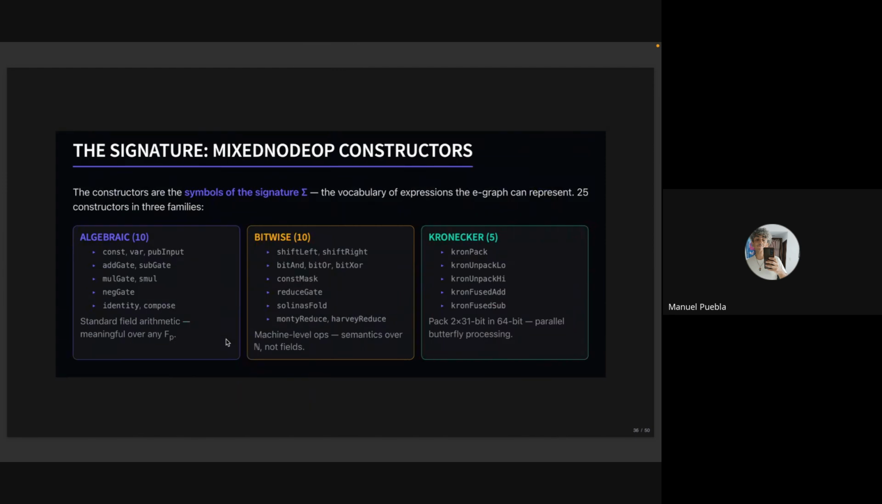We're going to make explicit the first part of the talk by saying what the elements of sigma are, what the functions are that we're going to be applying to terms to obtain new terms. So we have algebraic constructors, bitwise, and Kronecker constructors. They are functions that we're going to consider in our signature. These are relevant for us. We can add more. At this point, this is really up to us. Whenever we find a new constructor that's valuable, we can add it to this bag.